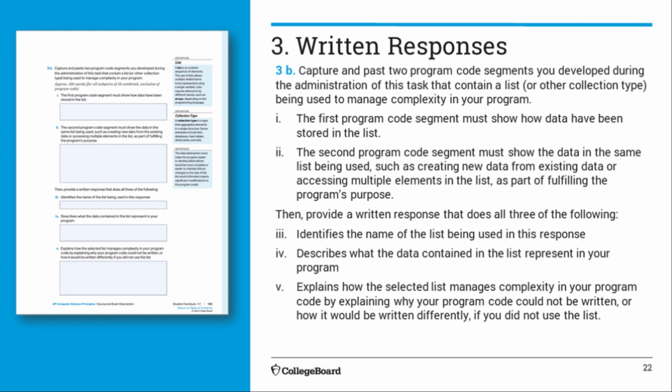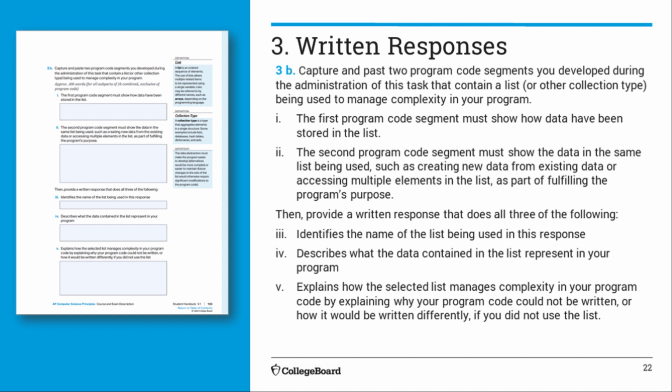So the first program code segment should show how data has been stored in the list. So some people are reading data in from a file. That would be one thing. Some people have a loop that they're adding information to a list. That would be another thing. There's multiple different ways that you can showcase data being put into the list. And the second is showing how it's being used. So you're creating some new data or analyzing data from this existing data.